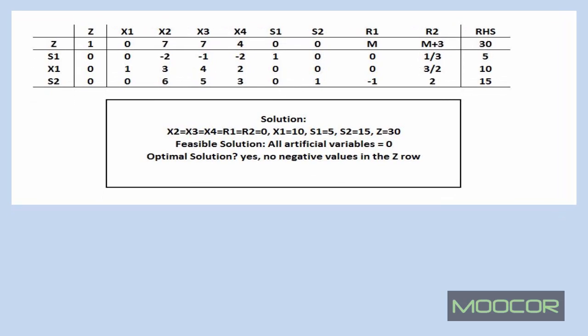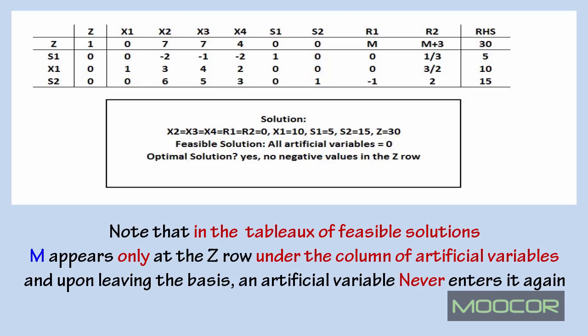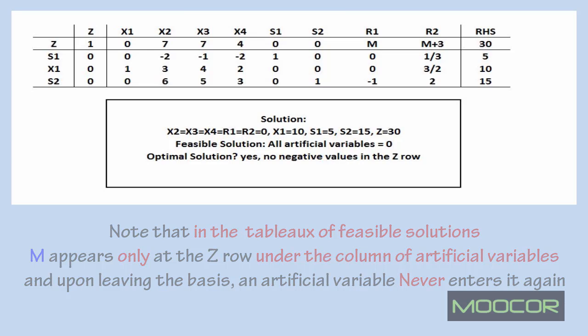So performing the operation, we will end up with the final tableau and the optimal solution, which is feasible and optimal. It is optimal because I don't have any negative values in the 0 row. The solution of S1 equal 5, X1 equal 10, and S2 equal 15 would lead to the Z value of 30, which is the optimal solution.